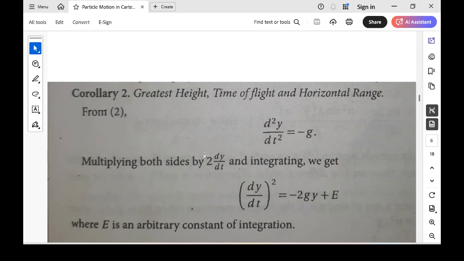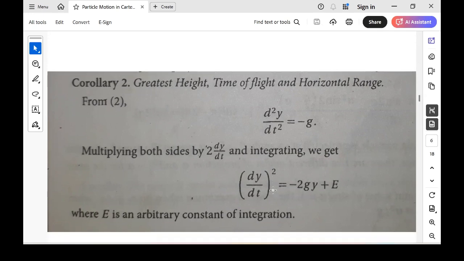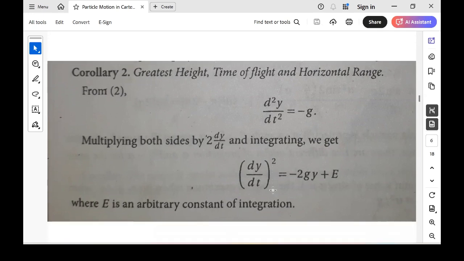And we know this common strategy: multiply by dy/dt and then integrate. We will obviously get this thing. So why do we do this? Because we need dy/dt on the left hand side. Because as I said, for greatest height, what is the condition? dy/dt equals 0.